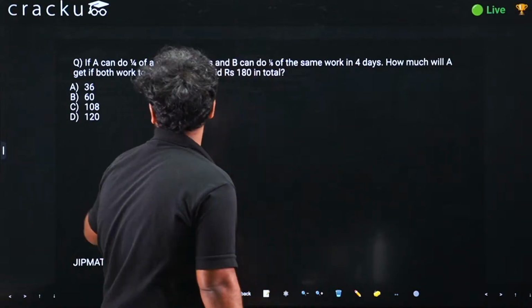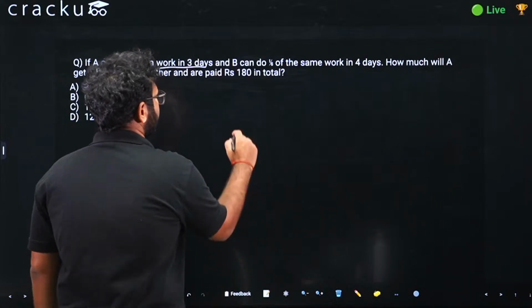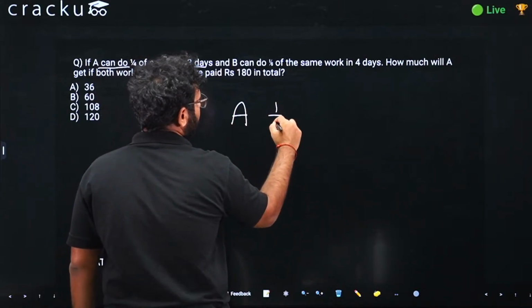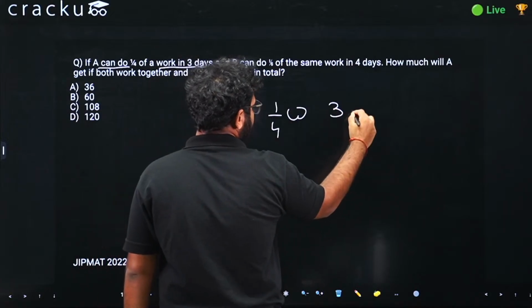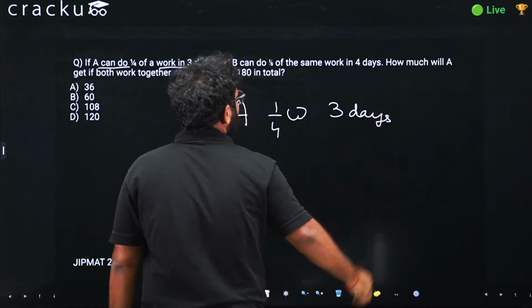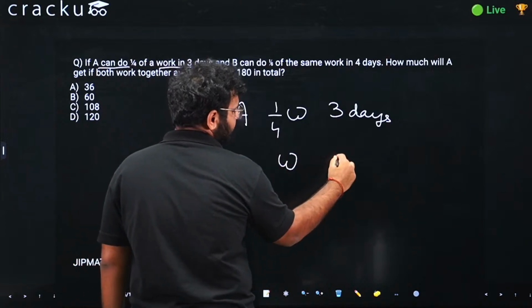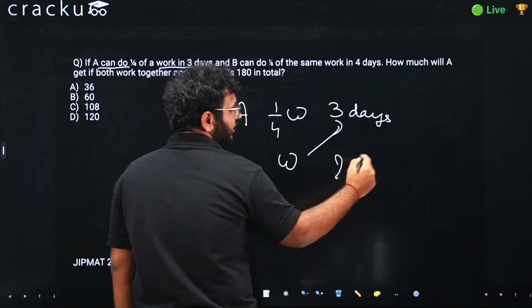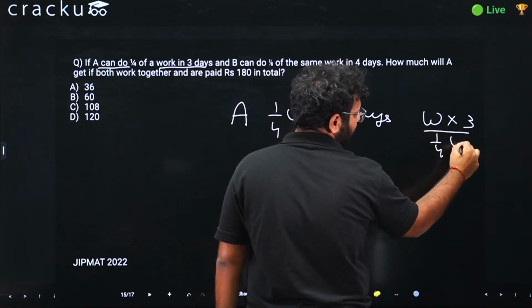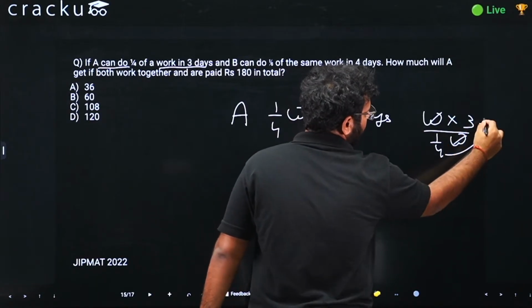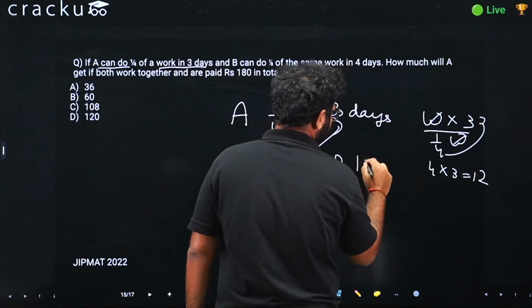So let us see this question. If A can do 1/4 of a work in 3 days, so A is doing 1/4 of the work in 3 days. So he would be completing the work in how many days? So W in question mark. So it is W into 3 upon 1 by 4. Unitary method. So W gets cancelled out. 4 goes here. So 4 into 3 is equal to 12. So this is 12 days.